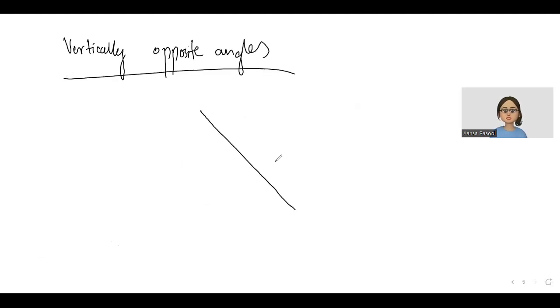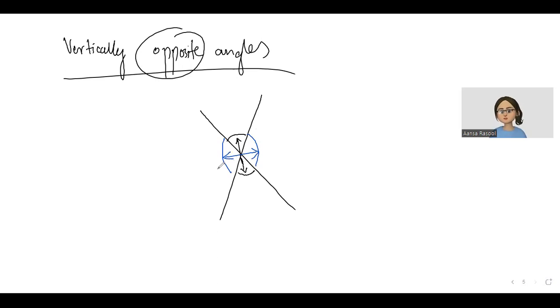Vertically opposite angle means suppose any two straight lines are like this, and these angles are said to be vertically opposite. Opposite means the direction of the angle is opposite. That's why the word opposite is used over here. Vertically means obviously vertical is a straight line. So in vertically opposite angles, these two angles are equal. Similarly, this and this angle are also vertically opposite.